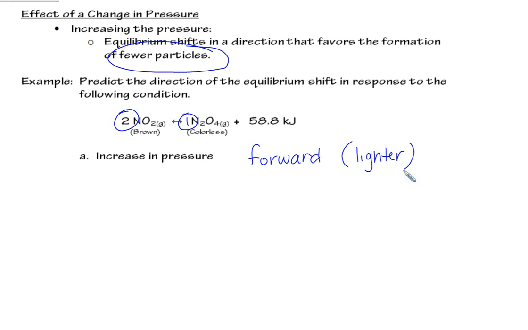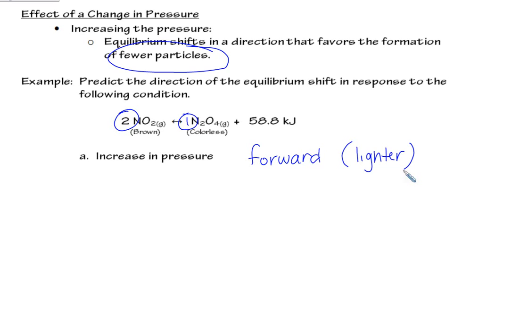Cool. Now, what if I had a system that had 2 particles on both sides? What if the mole ratio was 2 to 2? Then a pressure change really won't affect the equilibrium. Interesting. So we're really looking for the side with fewer particles, and if there is no side with fewer particles, then changing the pressure really has no major effect on the equilibrium system.